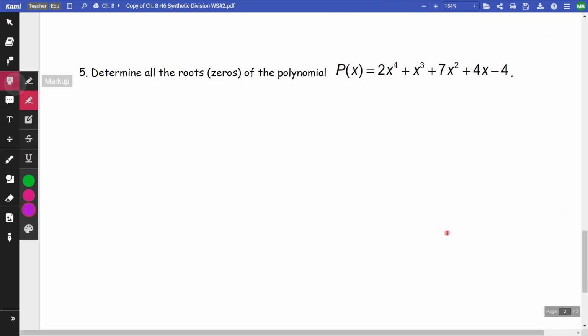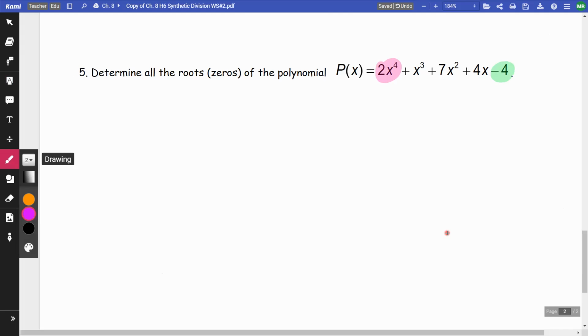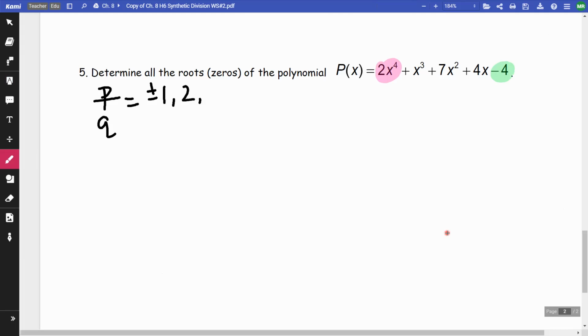On number 5, I'm going to have more choices here because my lead is a 2, so I'm going to have fractions possibly, and my P there is going to be a 4, so plus or minus 1, plus or minus 2, plus or minus 4. So P over Q. My P is a 4, so it's going to be plus or minus 1, 2, or 4 over my Q, which is a 2, so plus or minus 1 or 2.